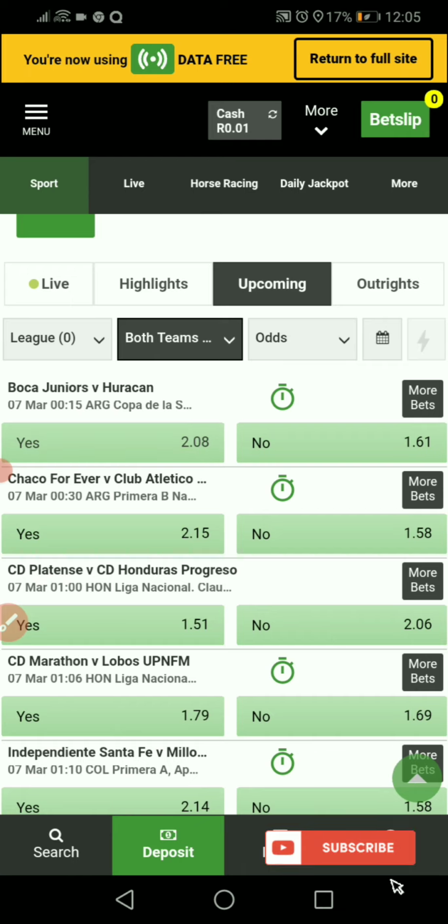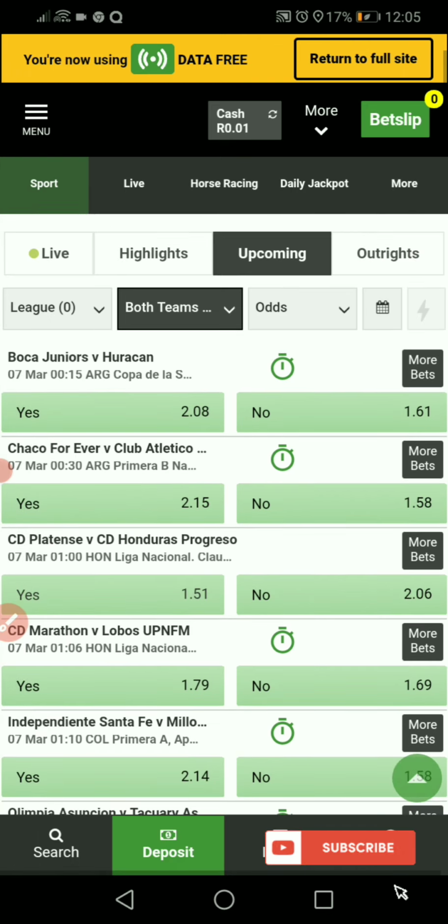So if one team scores, and you chose both teams to score, you lose the bet. Why? Just because by saying yes, you're saying that both of the teams will score, no team that won't score. So if you choose yes and one team scores and the other one doesn't, you lose the bet. If both teams score during the match, you win the bet. So now we understand.